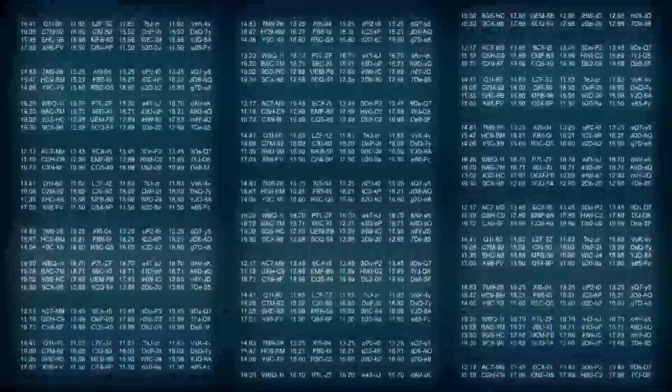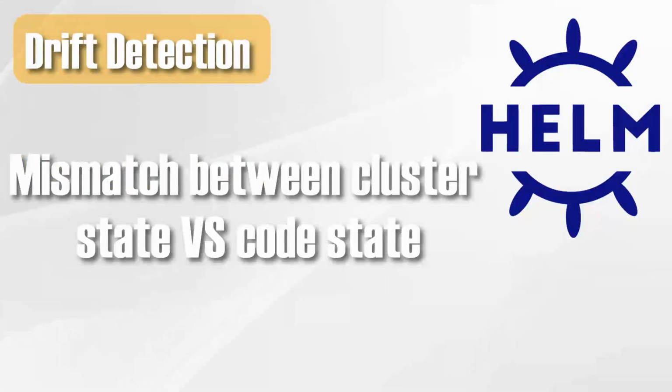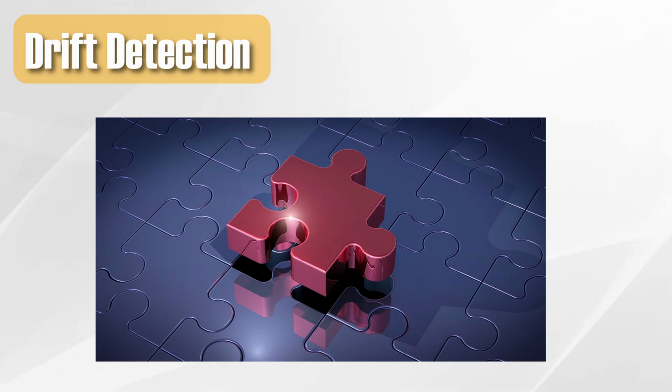And perhaps the biggest issue, drift detection. Helm only knew what was installed. If someone manually tweaked resources in your cluster, Helm had no idea. Your Helm chart might say everything's fine, but your cluster could be in a completely different state.